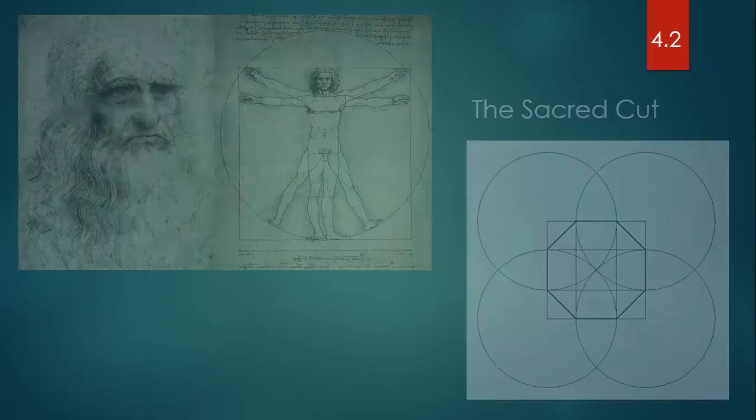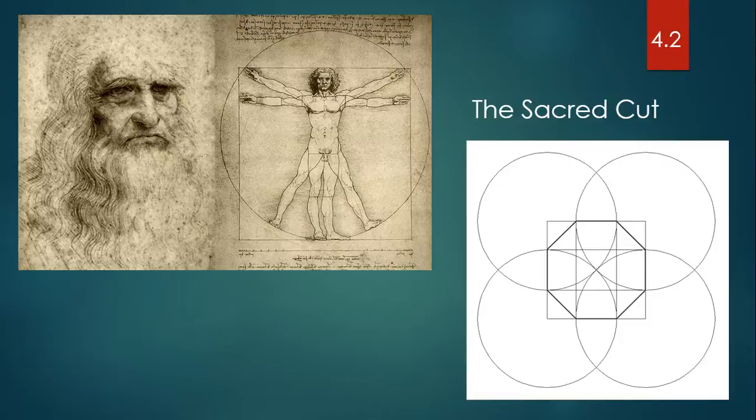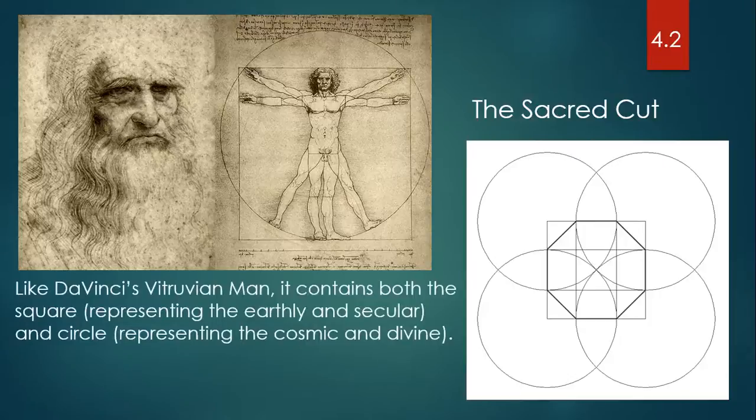Our next construction is the sacred cut. Now, to give you a little bit of background, the sacred cut is considered sacred because it uses both circles and squares. And circles and squares had special meanings. In Da Vinci's Vitruvian Man, you can see that Da Vinci tried to relate both the circle and the square to the proportions of the human body. The circle was considered the divine part of the human body, the cosmic part, and the square was the earthly secular part.